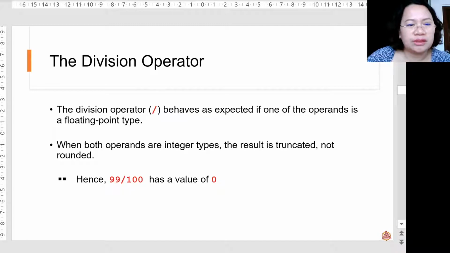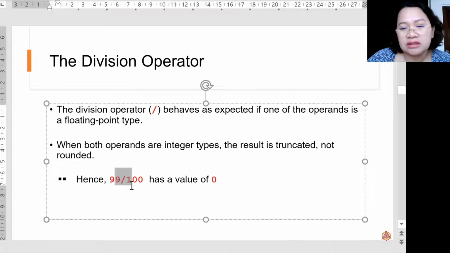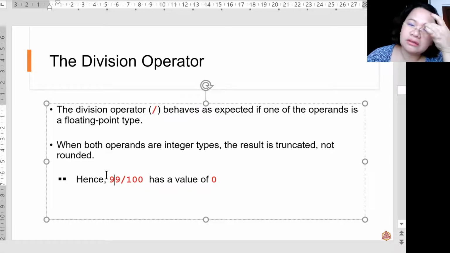Now, the division operator. The division operator behaves as expected if one of the operands is a floating point. When both operands are integers, the result is truncated and not rounded, and hence you get an integer result. Example, kanina 99 divided by 100. Since both 99 and 100 are integers, the result will be an integer. And you get a value of 0, not 0.99. Dili ni siya mahimong 0.99 because both of them are integers.